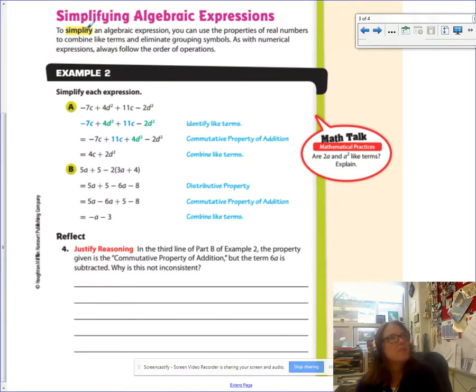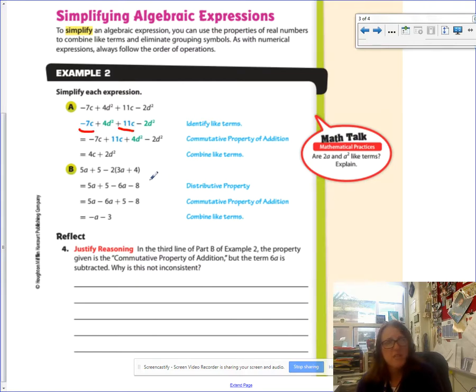Alrighty, here we go. To simplify an algebraic expression, you're going to use all these properties, commutative, associative, distributive, simplify them, and condense it into the fewest number of terms that you can. Okay, so take a look at this first one. You have negative 7c plus 4d squared plus 11c minus 2d squared.